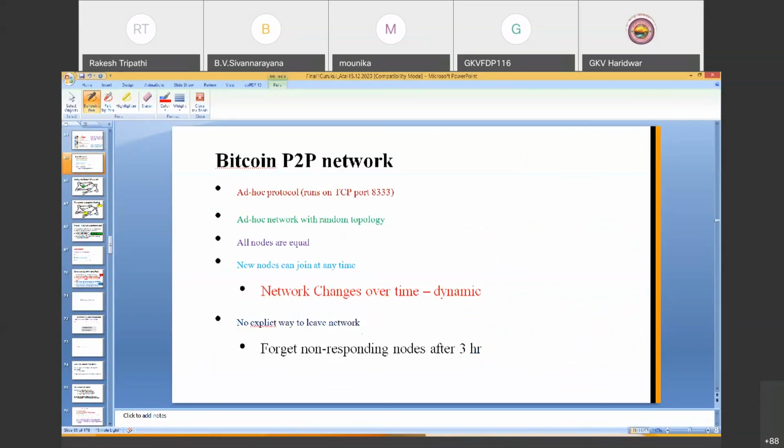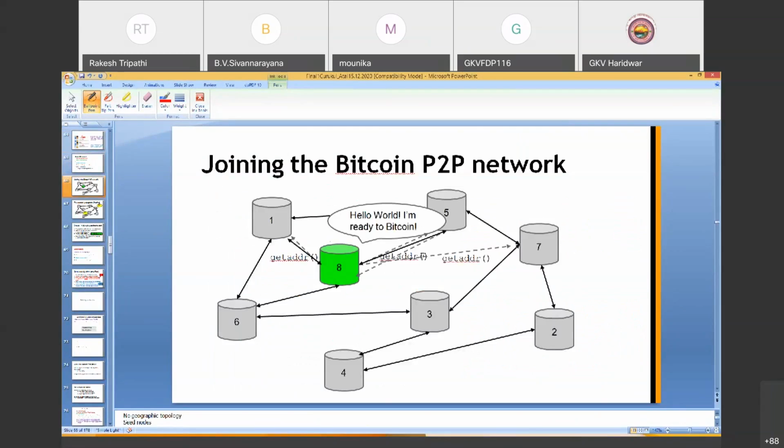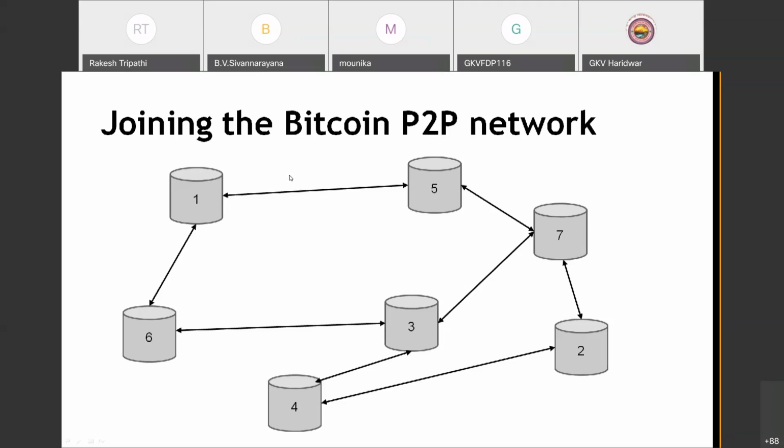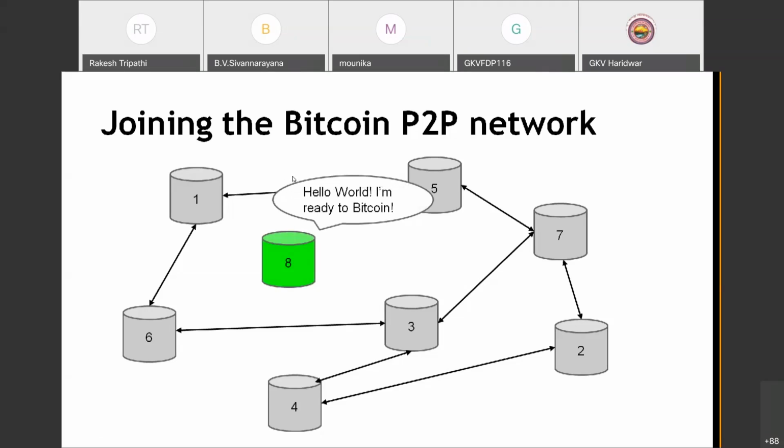So the Bitcoin peer-to-peer network runs on a TCP port number 8333, and how does it work? It works this way. Let me show you the slide. Can you see the slide now? I have maximized this one. Mayank sir, is the slide visible now? Visible, sir, visible.